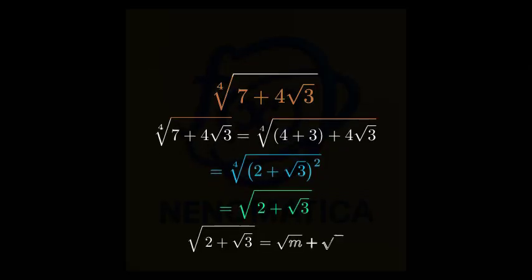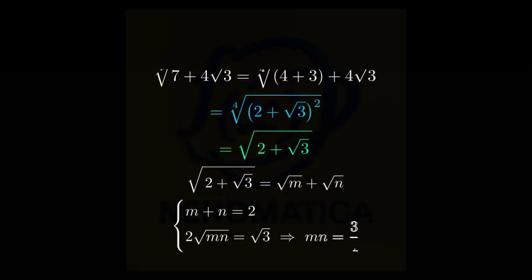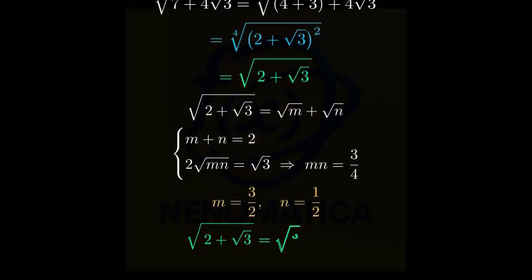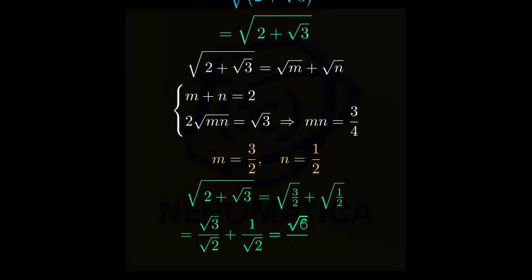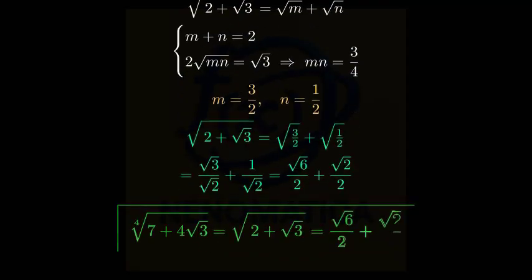Now, we unnest the radical. Set the square root of 2 plus square root 3 equal to the sum square root m plus square root n. Squaring both sides gives a system. m plus n equals 2, and 2 times the square root of mn equals the square root of 3. So mn equals 3/4. Solving, m is 3/2 and n is 1/2. That means our radical equals the square root of 3/2 plus the square root of 1/2. Finally, rationalize denominators to get square root 6 over 2 plus square root 2 over 2.